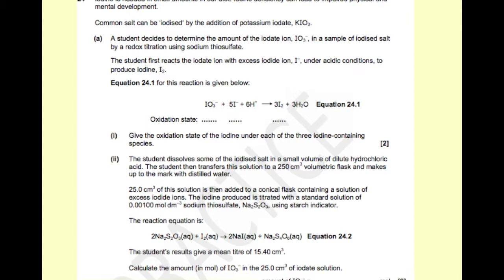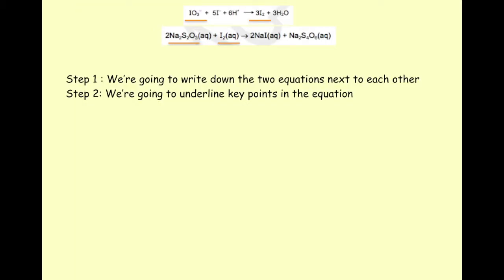So the first thing I'm going to suggest that you do, step 1, copy out those two equations next to each other. Okay, and then you need to underline key points in those equations. So what have I decided are the key points in the equation? Well, I've decided to underline IO3 minus in that equation.